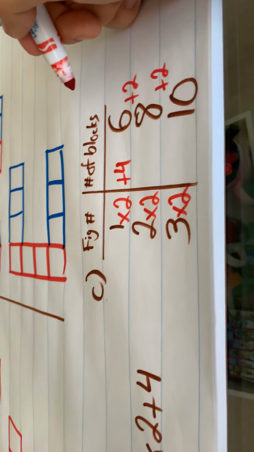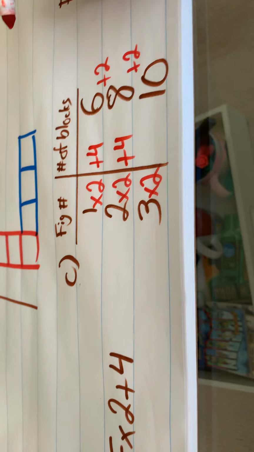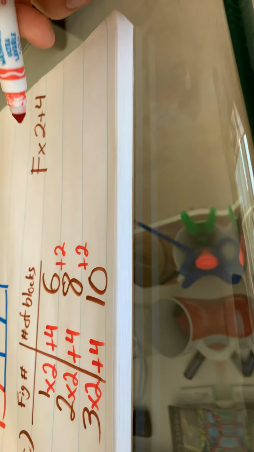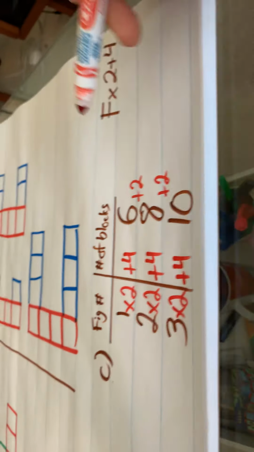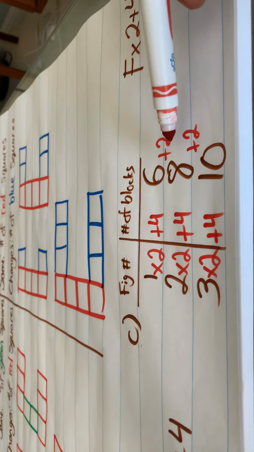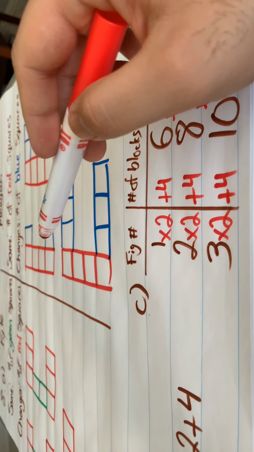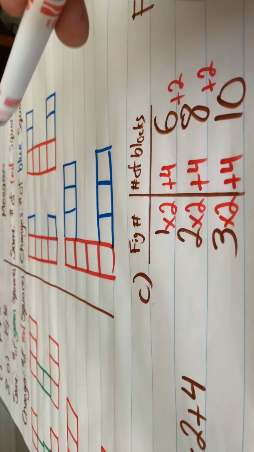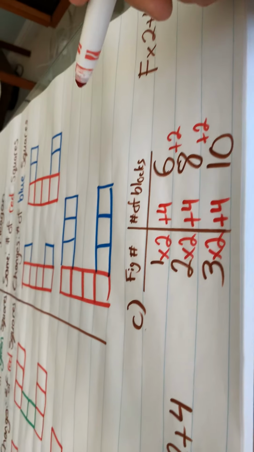2 times 2 is 4, but I got to get to 8. So I have to add another 4. 3 times 2 is 6, but I got to get to 10. So I got to add another 4, which means our algebraic expression is f times 2 plus 4. Why times 2 plus 4? Because times 2 is the number of blue blocks going up by 2s, 2, 4, 6. So it's multiples of 2, hence the multiply by 2. And then the plus 4 is for the number of red blocks.